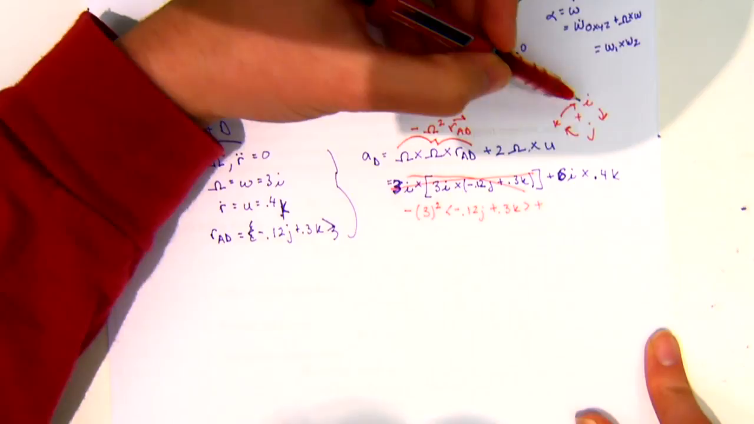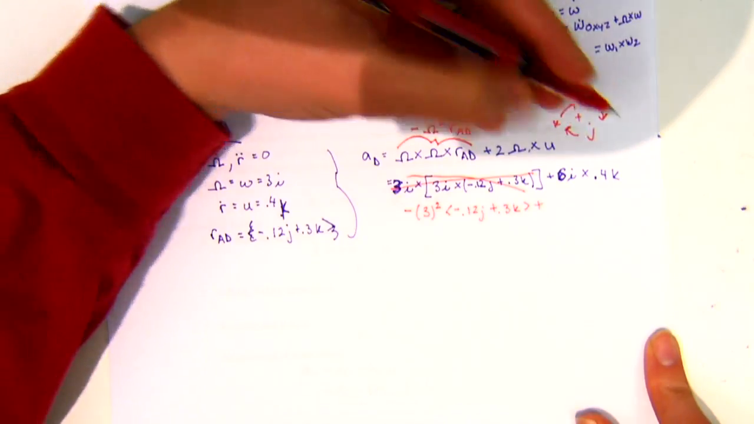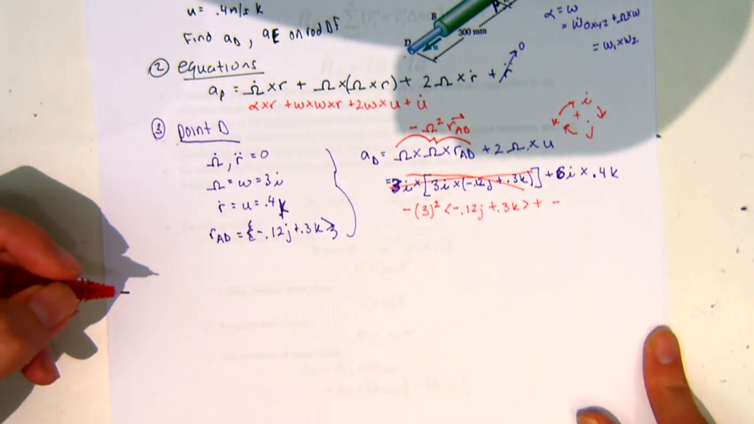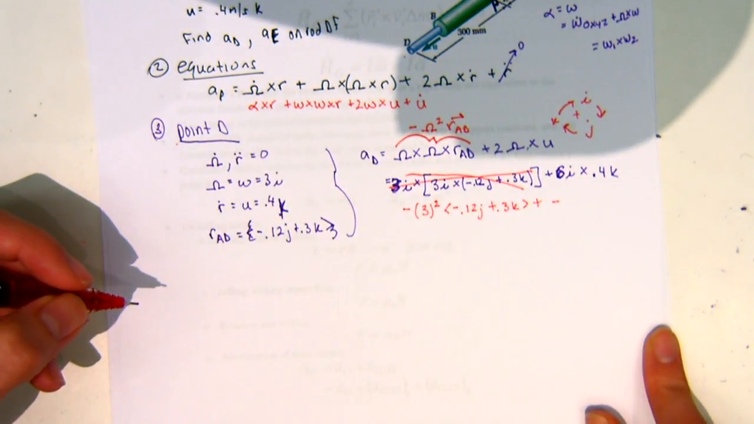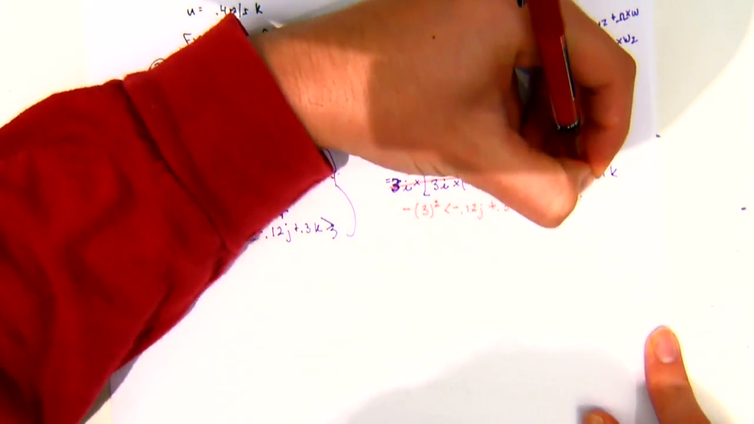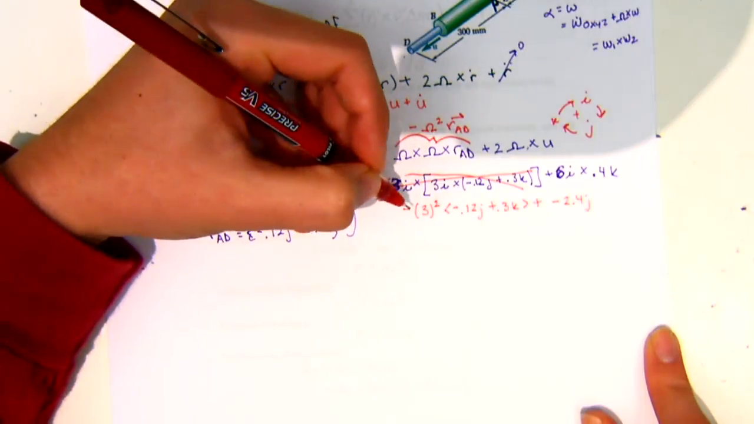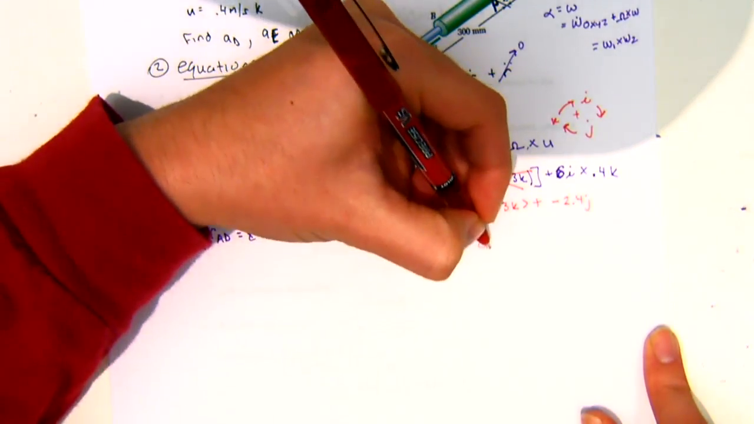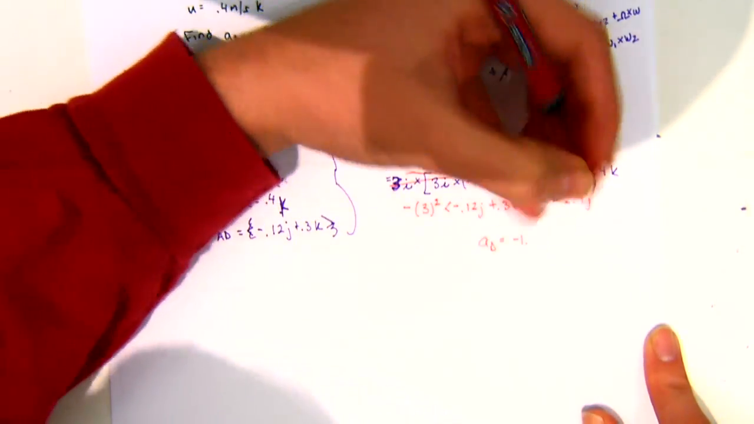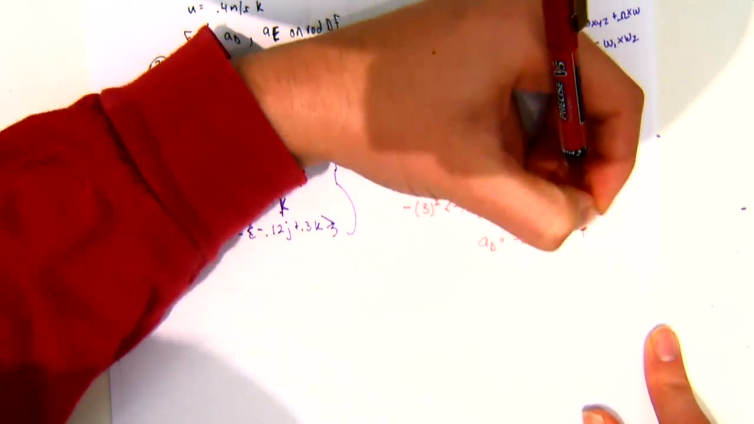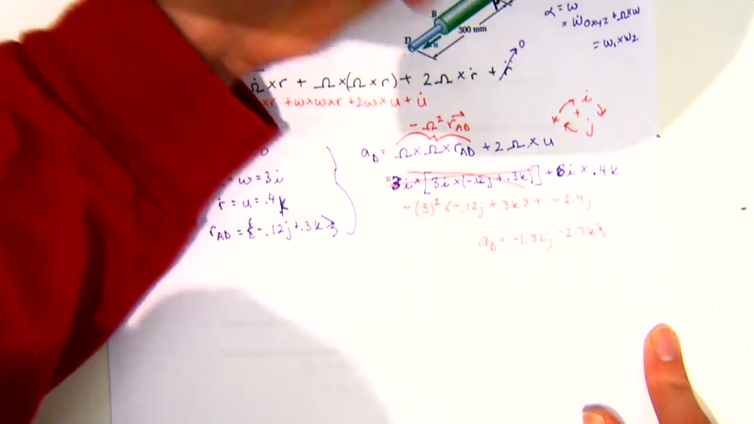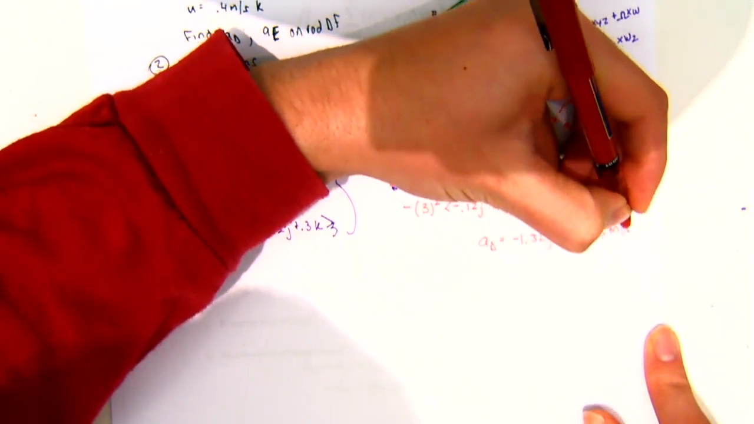So if I say I cross K, that gives me negative J. So I have negative 6 times 0.4, which gives me negative 2.4J. So simplifying this, you end up getting acceleration of D is equal to negative 1.32J minus 2.7K, and that is in meters per second squared.